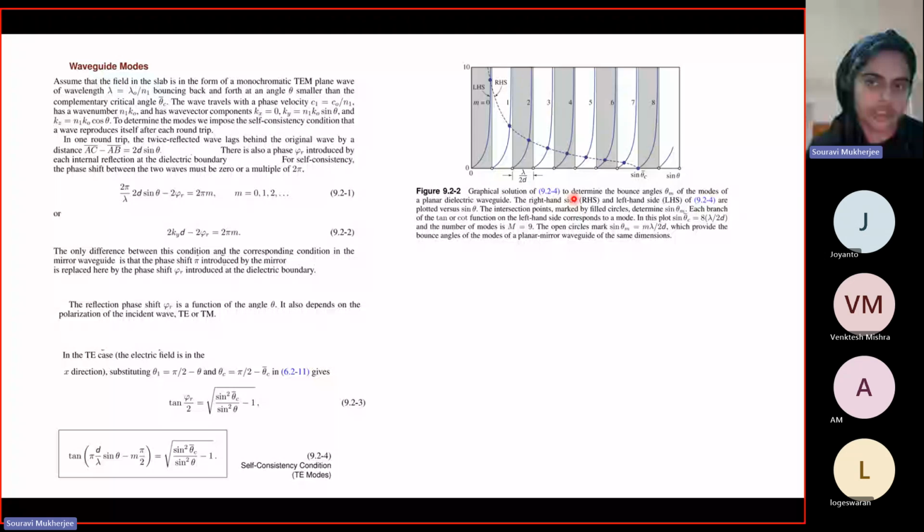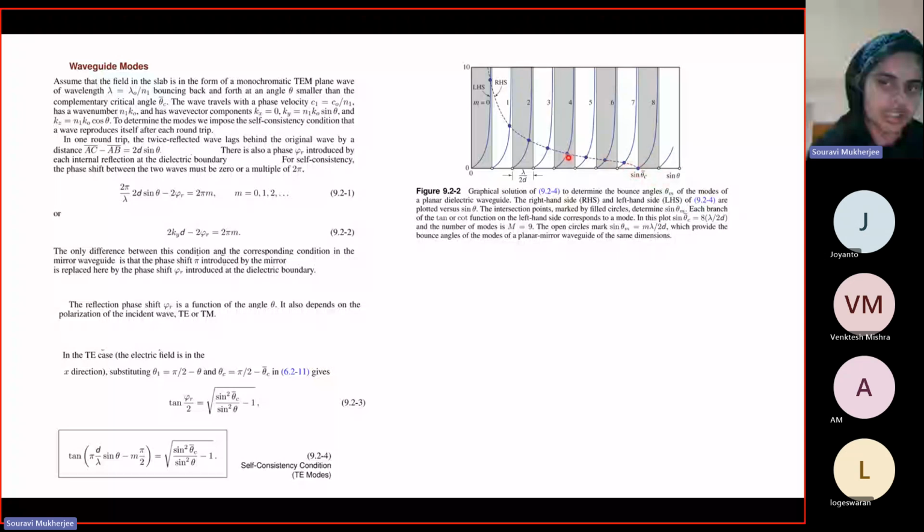So what sets this limit? What sets this limit is that your theta should be less than theta c. Here you're talking about the angle that the wave vector makes with the direction of propagation, right? Total internal reflection will happen when theta is less than theta c. So that sets a limit to the maximum value of sine theta that you can have.